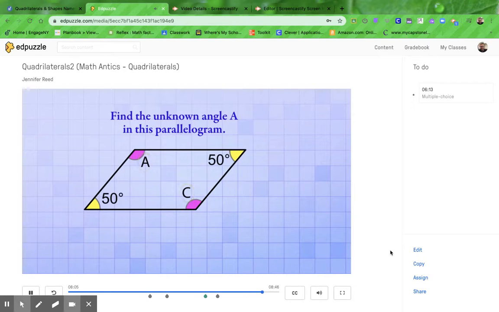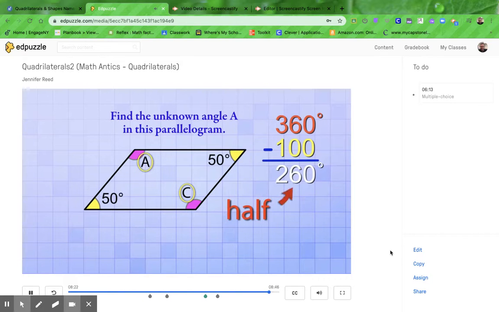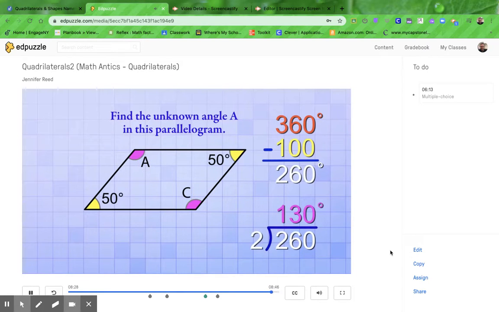Well, the total of all the angles is 360. So if we subtract the angles that we know, 50 plus 50 equals 100, and 360 minus 100 equals 260, we know that A and C must each be half of 260 degrees, and 260 divided by 2 is 130, so angle A must be 130 degrees.